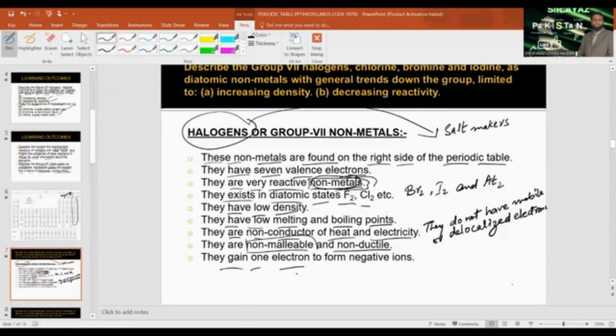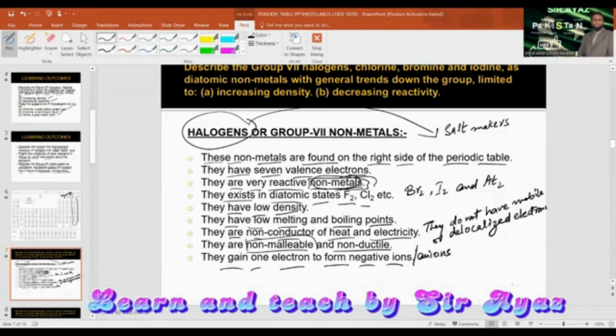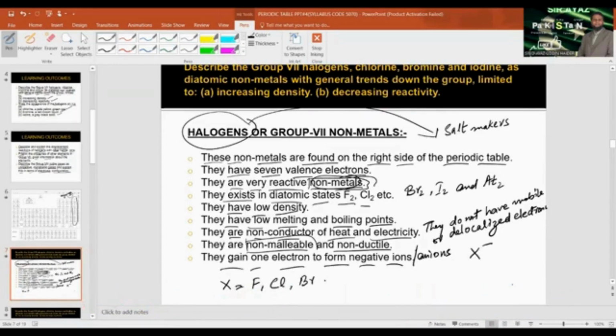They gain 1 electron to form negative ions or anions. The other name for negative ion is anion. So what will they form? They will form negative ions, means they will acquire a minus charge like this, X minus. X can be any one of these halogens: fluorine, chlorine, bromine, iodine, and even astatine.